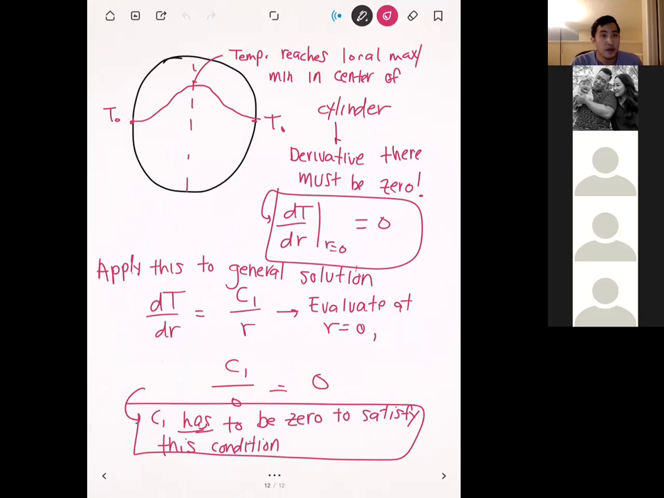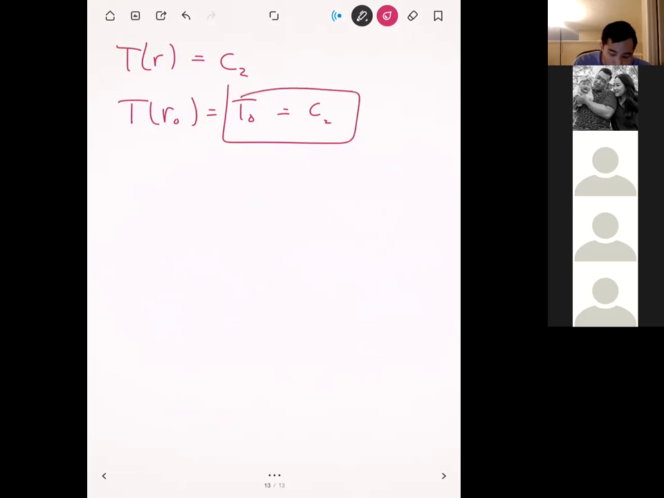Okay. All right. And so now that we've gotten rid of C1, all that we have left is C2. And so we have T of r is equal to C2. And so let's go ahead and apply our other boundary condition. Our other boundary condition states that T of R0 has to be T0. And so, since C2 is the only one left, C2 has to be T naught. And so T of r, in this case, is just going to be a constant temperature, which is going to be T naught.